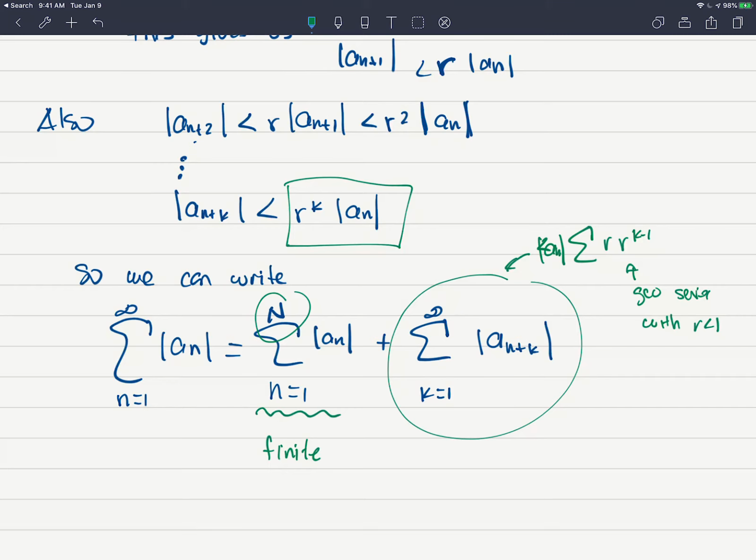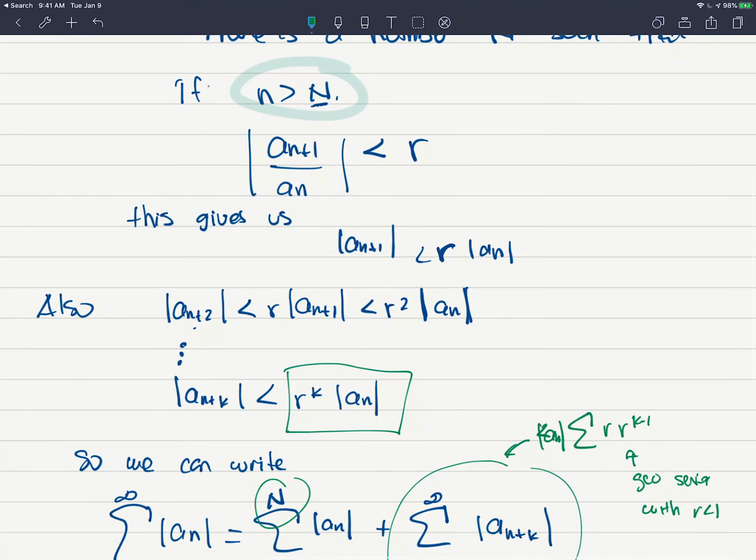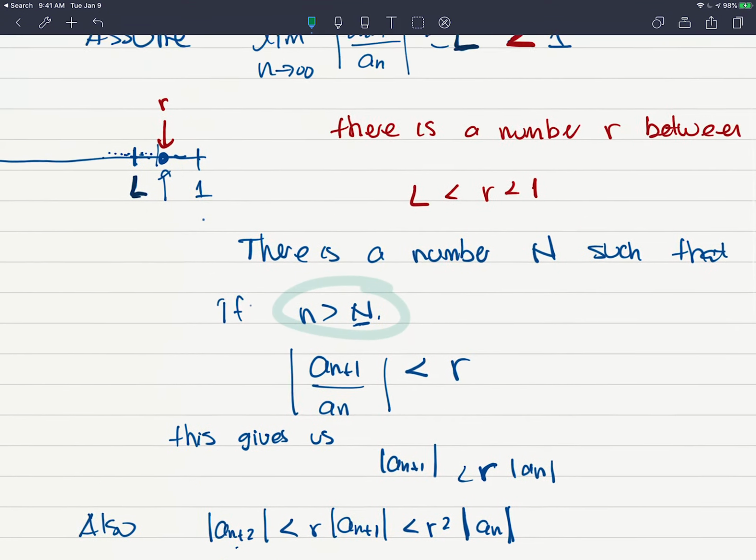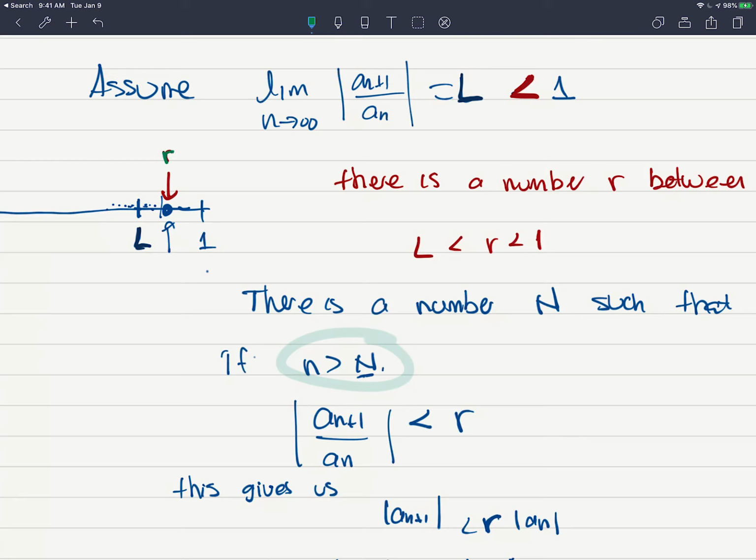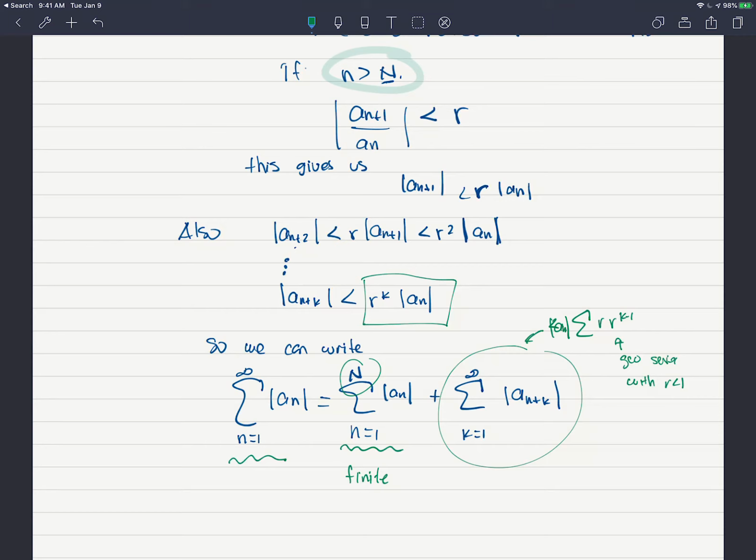Right? Because that's the whole point. All this comes from this little simple idea that we had up here, that r is less than 1, and we have space between L and 1 to do this. Okay? So, there you go. I just proved that the series of absolute values is convergent because it's smaller than this finite sum plus a geometric series that converges. Okay? So, the series a_n is absolutely convergent.